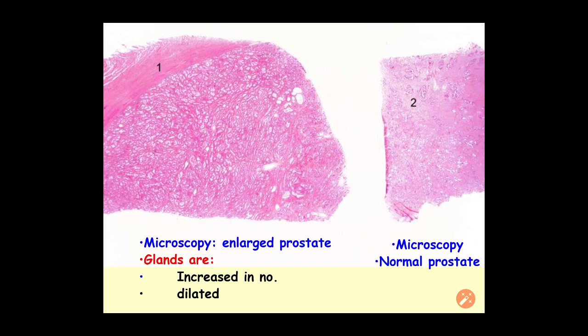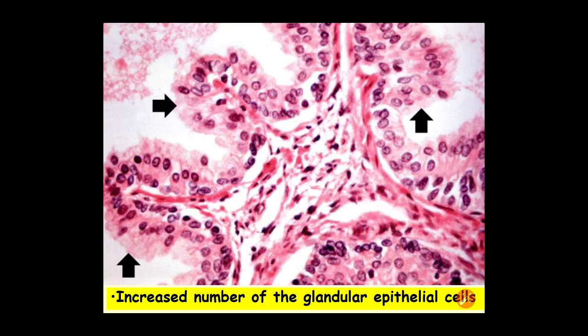And here, when you go to higher power, you will start to see that these cells, instead of having only 1 to 2 cell layers lining these prostatic fronds, show accumulation, a piling up of these cells on top of each other in a process known as stratification. So there will be a lot of stratified piling up of cells on top of each other.